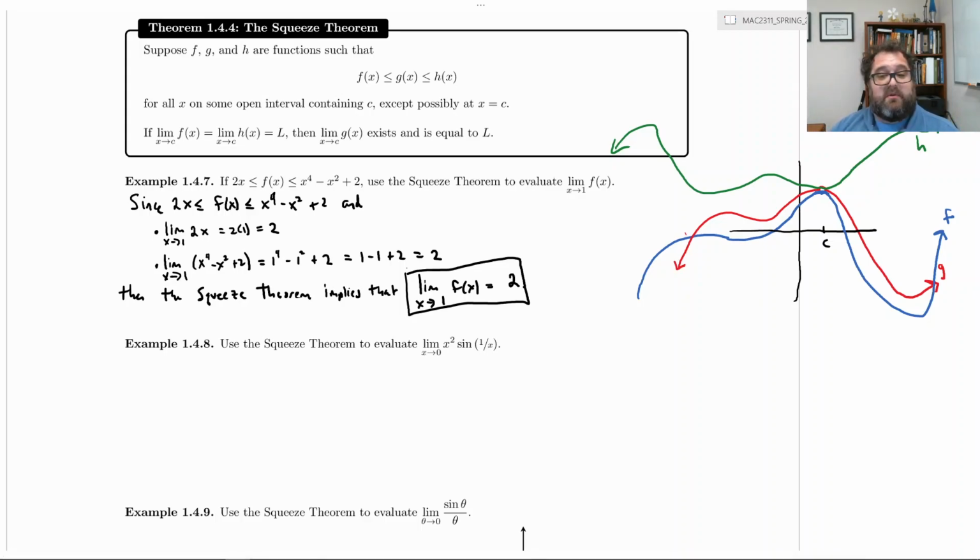Use the squeeze theorem to evaluate the limit as x approaches 0 of x squared times sine 1 over x. Now remember, we like to use direct substitution immediately if we can, but we can't use direct substitution here because if we try to plug in a 0, 0 squared is not a problem, but we have sine of 1 over 0. We have division by 0, and that doesn't work. Okay, so we can't use direct substitution. But again, the squeeze theorem saves the day.